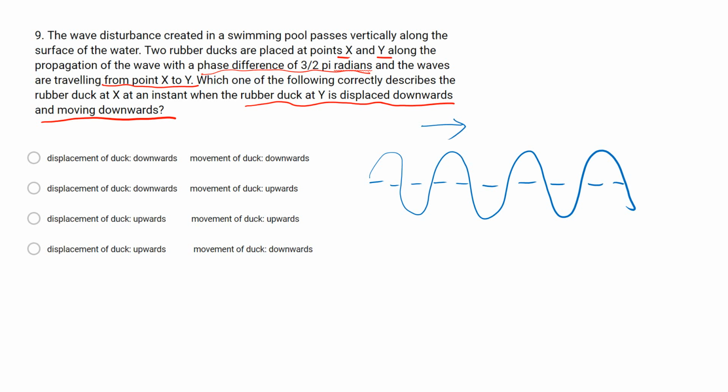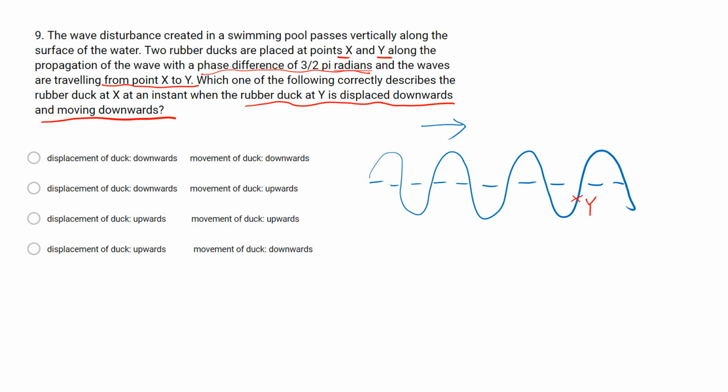Now, we want to identify a possible position for rubber duck y, given the description in the question. So we're told that the rubber duck at y at this instant has a downward displacement and is moving downwards. Hence, a possible position could be this position. This identified position is below the equilibrium position, and hence the displacement is downwards. At the same time, considering the wave moving to the right, next instant you expect this point to move down, and hence it is moving downwards at the instant.